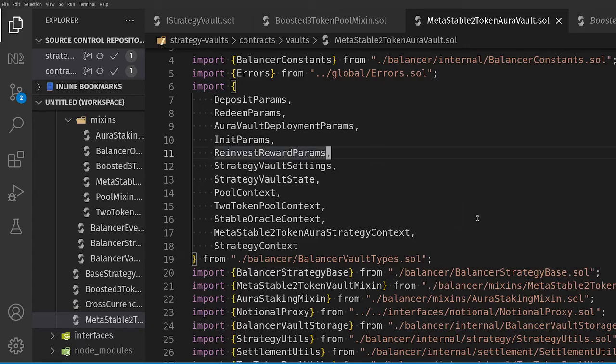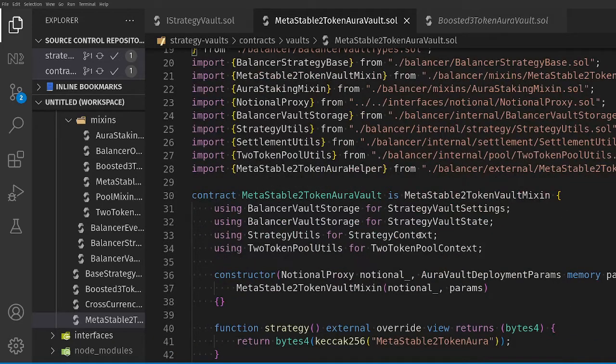Hi everyone. So in this video, we're going to look at the two Balancer strategy vaults that we've built. One is the metastable 2-token Aura vault, and the other is the boosted 3-token Aura vault. The structure of both these strategies is very similar. Mainly the differences are some of the math components due to differences in how the Balancer pools themselves work.